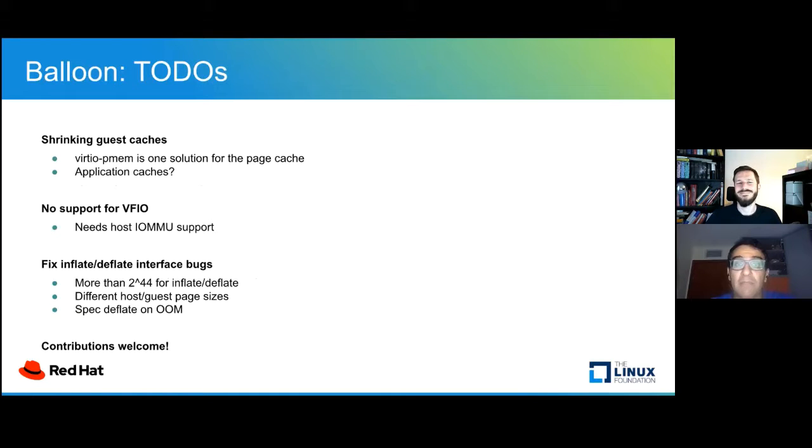First of all, guest free page solutions do not have a way to shrink guest caches, like regular inflate does. So we can just bypass the page cache, and this is virtio-pmem, which David is going to talk about a little bit later. That's one solution, but what about, for example, application page caches?